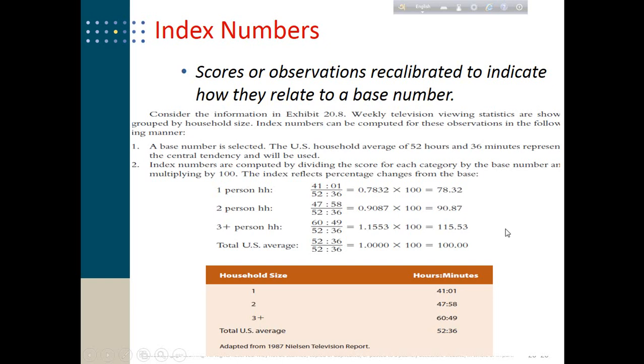So you might wonder what the purpose is. The purpose is ease of comparison. Now look, the US average is 100 and 3+ person households are at 115. So you can easily say that 3+ person households watch television 15% more than the US average. And for 2-person households it's 90.87. We can say that 2-person households watch television 10% less than the US average. So this is how an index number helps us in comparing the observations.